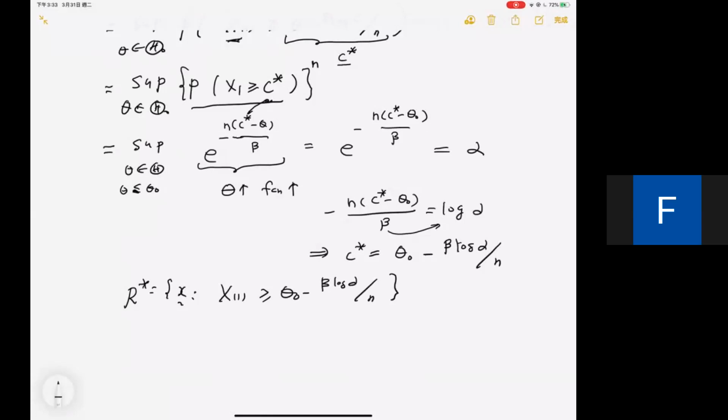Okay, I finished right here, but if you have time, I have a few more words to tell you what I think about this testing. Okay, so imagine what happens when n goes to infinity. I always like to talk about what happens if n goes to infinity. The whole thing actually goes to where? 0, right? Beta times log alpha, alpha is chosen as 5%, then divided by n.